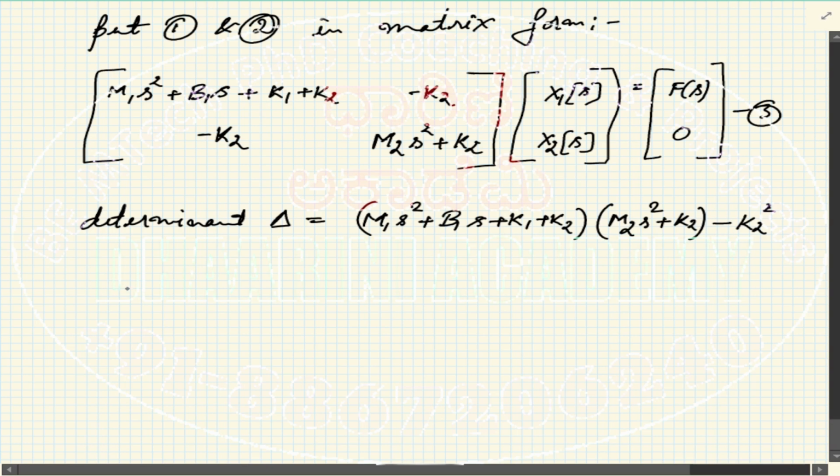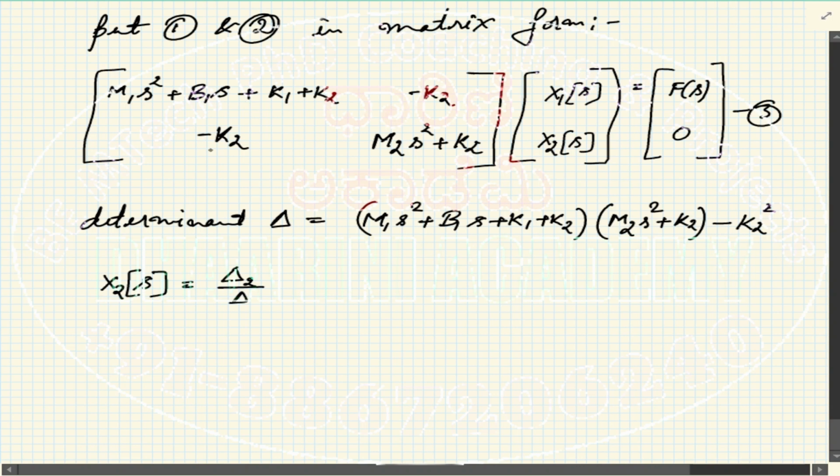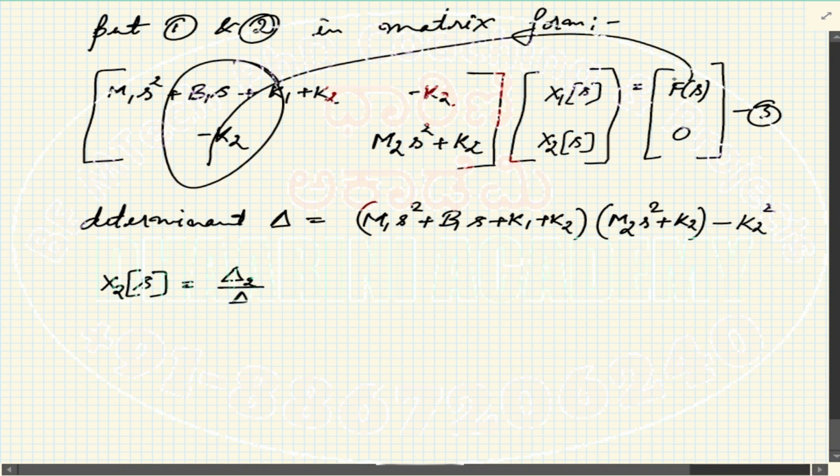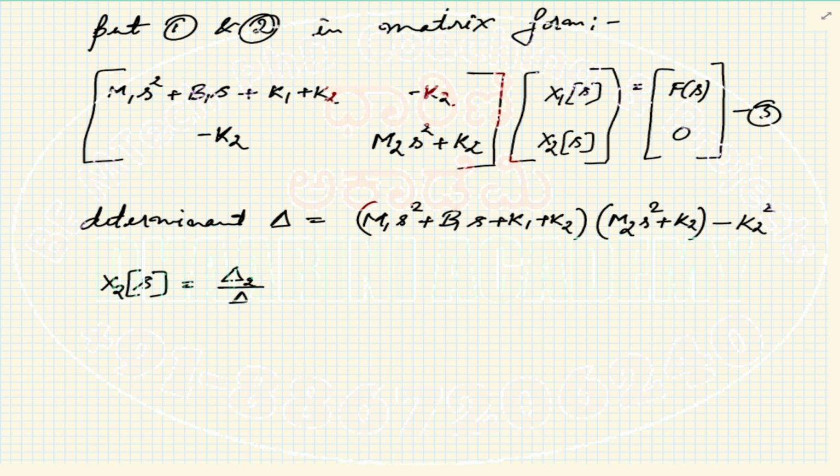Okay, now if I want to write x2 of s, we bring the f of s into the determinant, right? This is the second variable, so I'll write delta 2 by delta. If they asked for the relationship between x1 and f, you would replace the first column with f of s and 0, and call it delta 1 by delta. True.